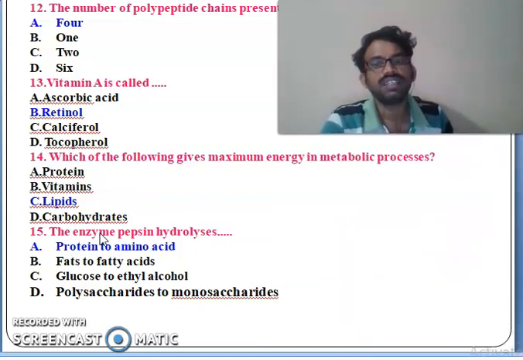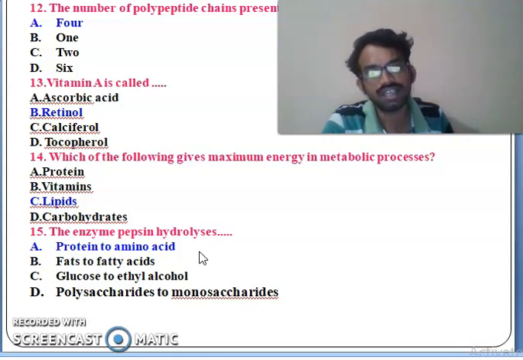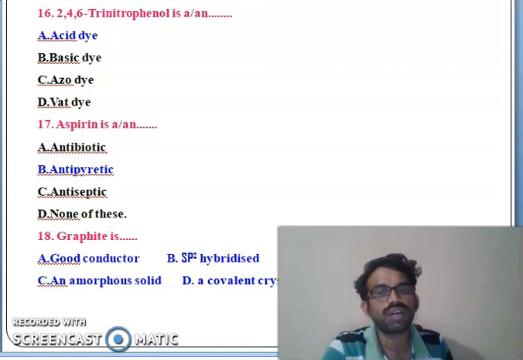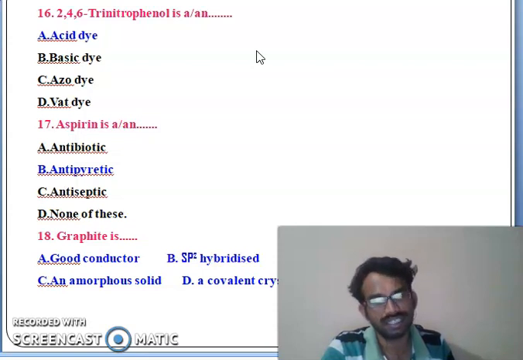Now the enzyme pepsin hydrolyzes proteins to amino acids, fats to fatty acids, glucose to ethyl alcohol, or polysaccharides to monosaccharides. So pepsin hydrolyzing proteins to amino acids is the correct answer. Now the 16th bit: 2, 4, 6 trinitrophenyl is an dash acid dye, basic dye, azo dye, or VAT dye. So A is the correct answer. 2, 4, 6 trinitrophenyl is an acid dye.